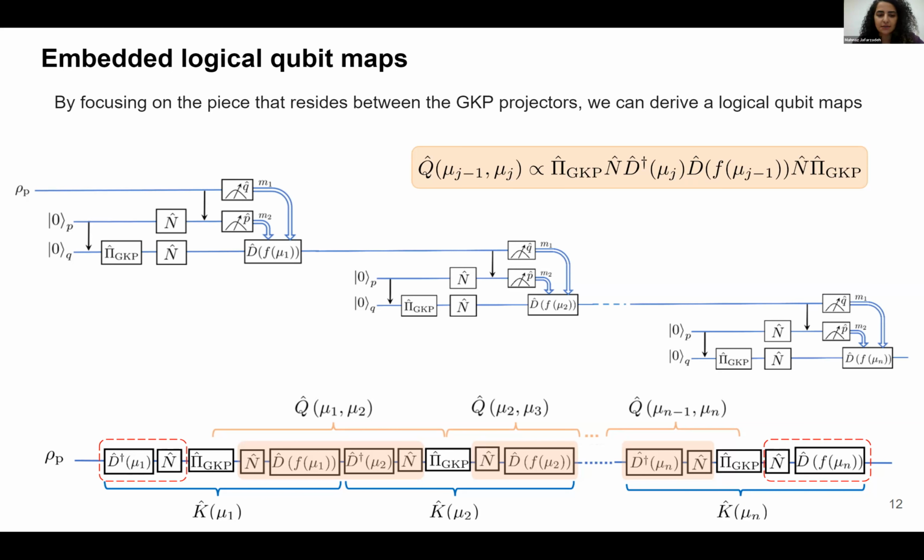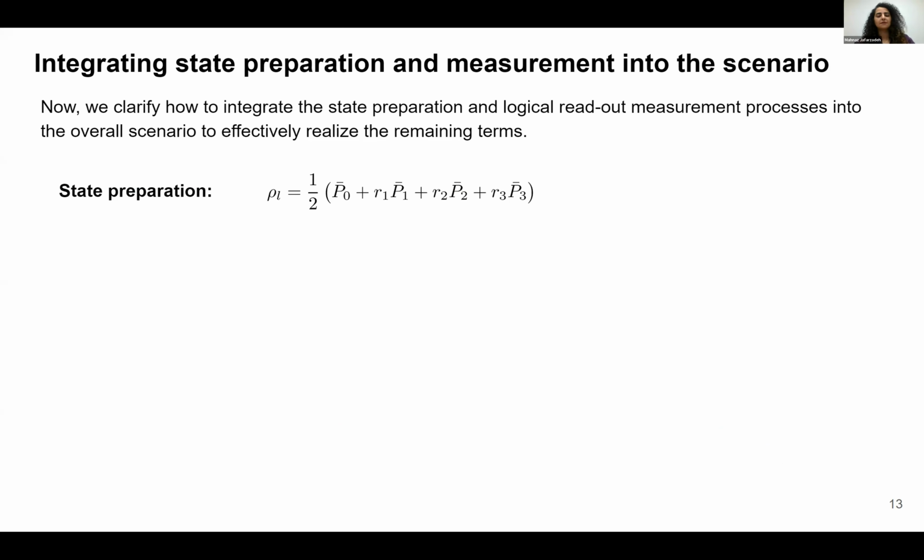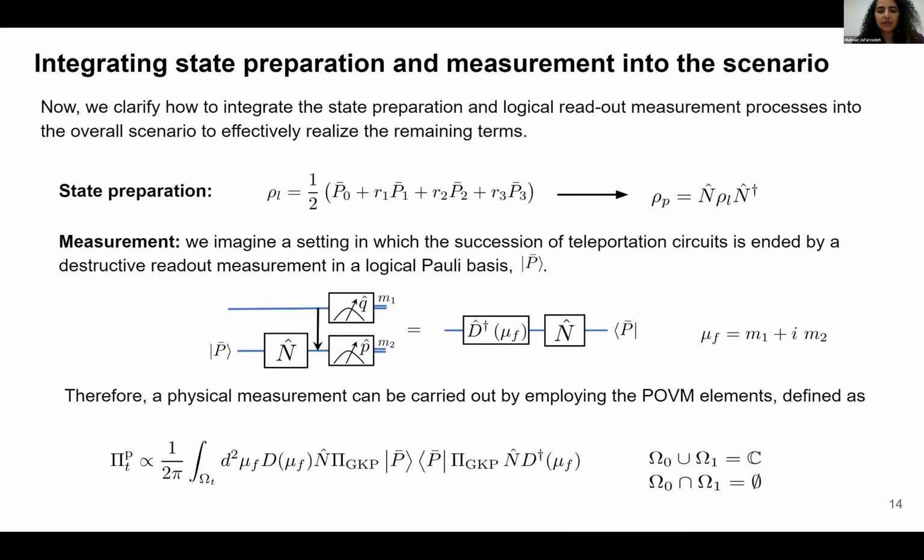So to realize these leftover terms, we are going to take into account state preparation and readout measurement in the overall scenario. Suppose we want to prepare this logical state where these P bars are GKP logical Paulis and R's indicate Bloch vector elements. However, in practice, we prepare a finite energy state with N indicating the envelope in this formalism. Also, imagine a scenario where we end the chain of teleportations with a destructive readout measurement in a logical Pauli basis.